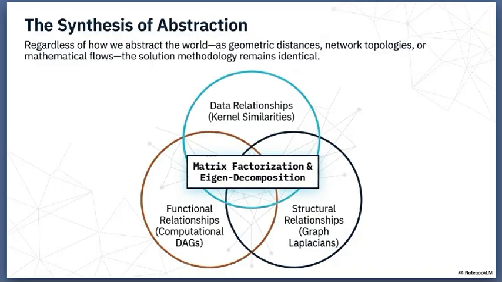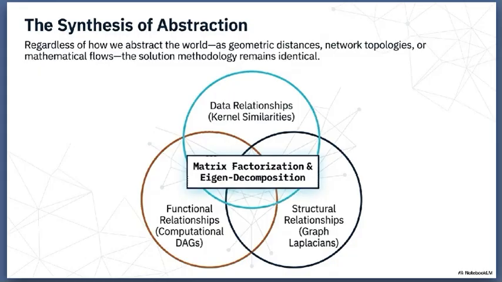Okay. Regardless of how we choose to abstract the messy, unpredictable world, whether we are mapping the subjective vibes of movies, the literal hyperlinks of the internet, or the complex mathematical flow of a neural network recognizing a face, the underlying solution methodology is identical. I mean, let that sink in for a second. These drastically different problems, these entirely different ways of perceiving reality, all collapse into the exact same mathematical toolset. They do. Data relationships, structural relationships, and functional relationships all rely heavily on matrix factorization and eigendecomposition. All of them.